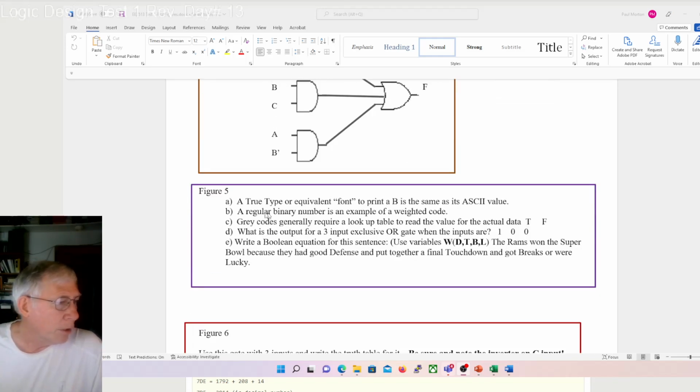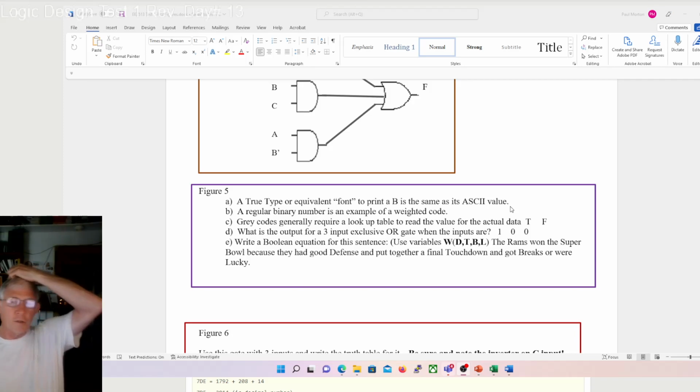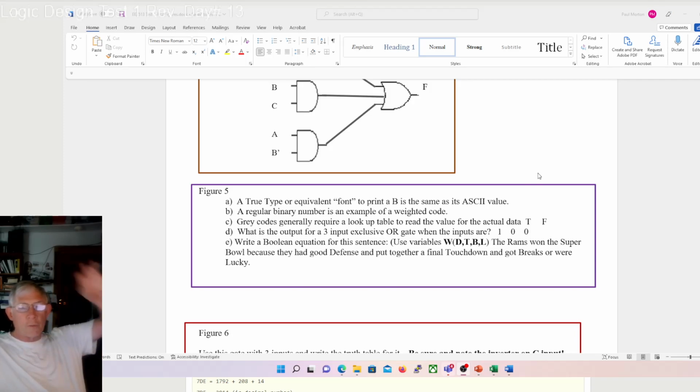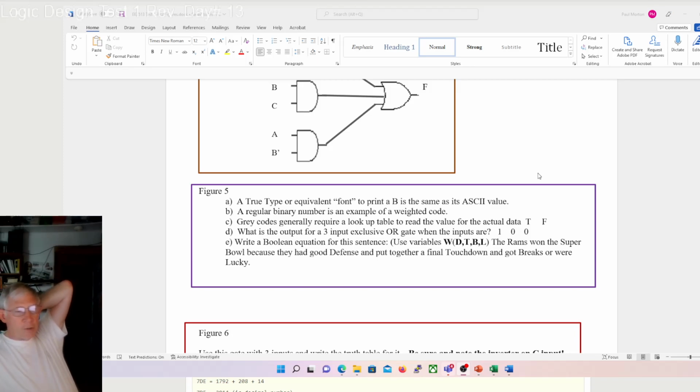Okay, next figure 5. A true type or equivalent font to print a B is the same as its ASCII value. No, the font uses glyphs. If you looked up glyphs and learned about them a little bit, you should remember that the glyphs are very complicated. They're basically curves, splines, I guess, and they define both sides of the character, and the space in between then is the darkened space. That's why they scale appropriately, because these are glyphs, or they're kind of vectors, and they describe all the different parts of the curve for every letter, so that you get a very precise description that scales and looks good as you blow it up. It doesn't get blotchy.